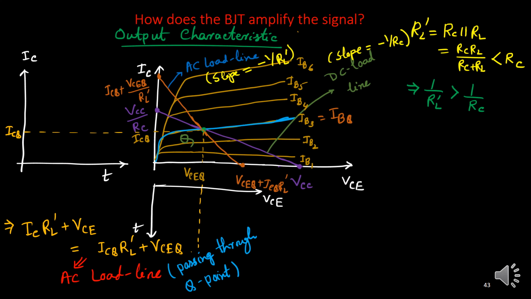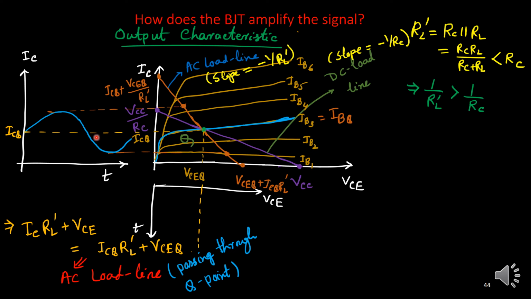Now what is the meaning? Suppose earlier it was a constant ICQ. If only DC is present, I will get only ICQ. Similarly, if only DC is present, I will get only VCEQ. This I am plotting here. This is the y-axis and this is T. Now whenever input is applied, IC is varying. IC will vary over this. That I can show here. So this small ic is added over this ICQ, and I will get total IC.